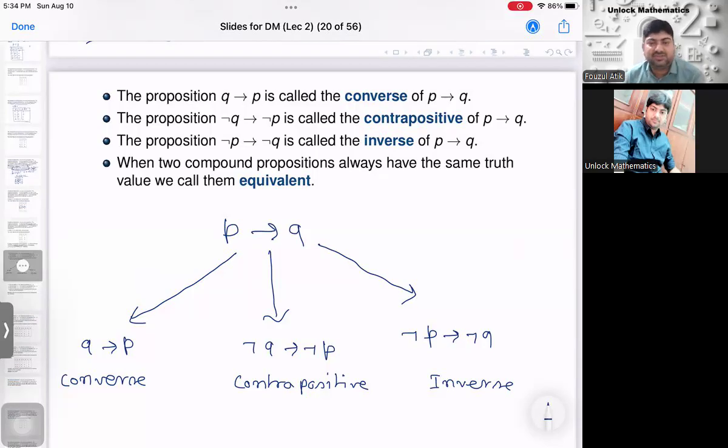Just before going to that, we have one more thing: when two compound propositions always have the same truth value, we call them equivalent. When two compound propositions always have the same truth value, we call them equivalent. So let us see some examples. What do we mean by equivalent?